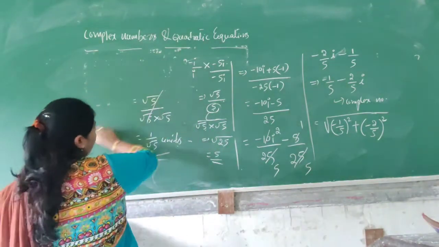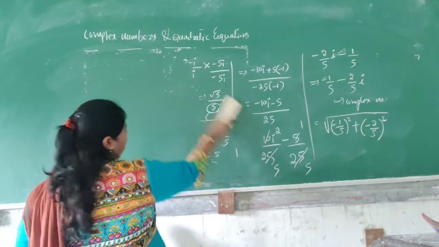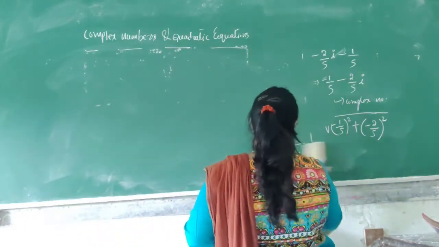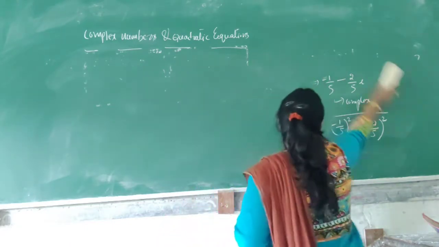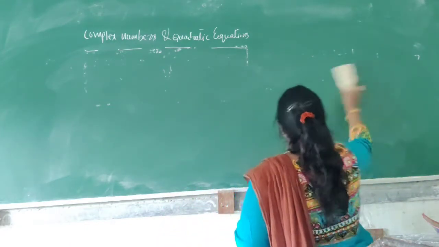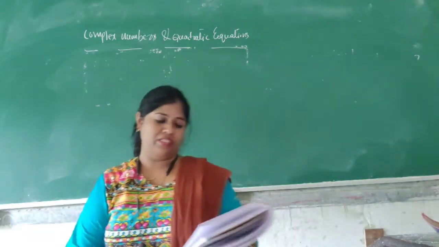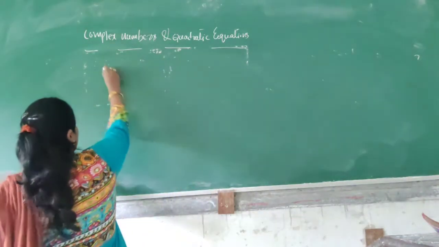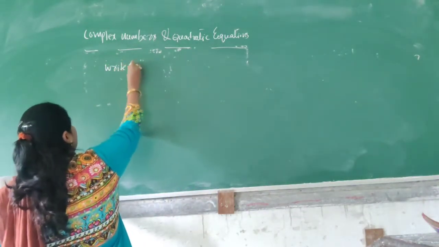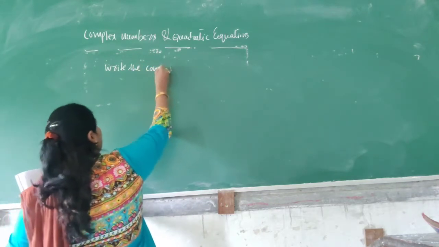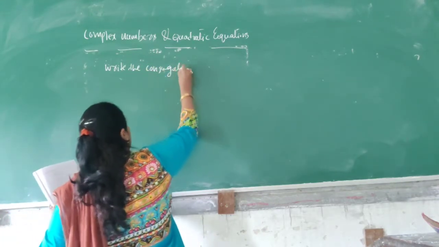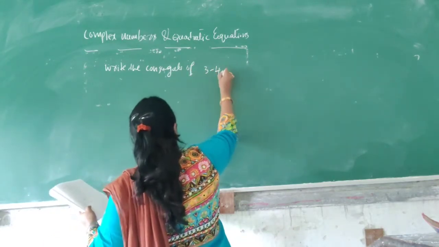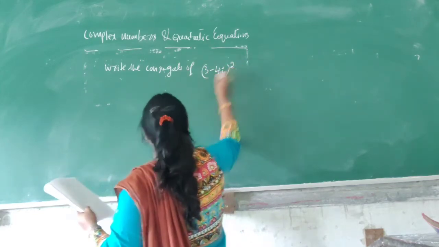Next one. Write the conjugate of (3 minus 4i) whole square.